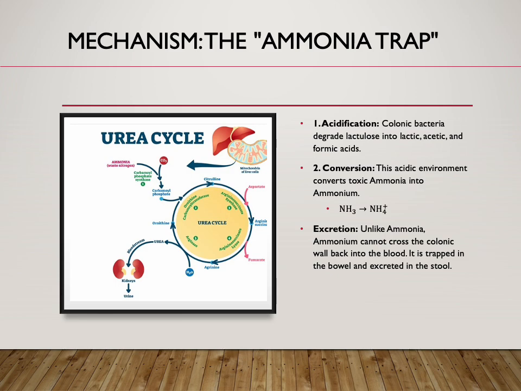So basically that acidification, there's colonic bacteria that degrades lactulose into lactic acid, acetic and formic acids. You don't have to know exactly the how, I know we talk about the mechanism of action. We're not pharmacists. But basically, that acidic environment converts ammonia into ammonium. So you can see NH3 gets converted to NH4, and then we just excrete it out. Unlike ammonia, ammonium can't cross the colonic wall back into the bloodstream, so it gets trapped in the bowel and then excreted into the stool, which is exactly what we want.